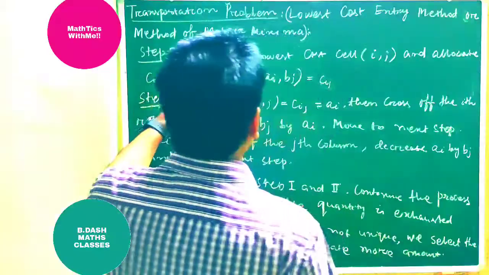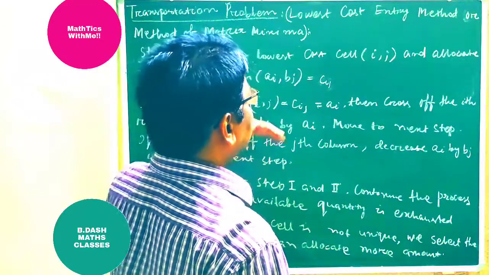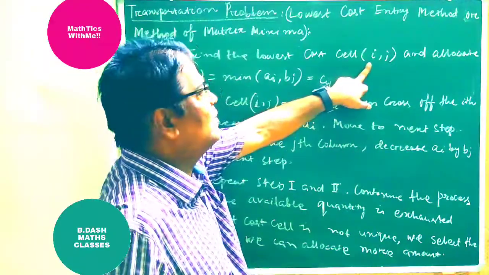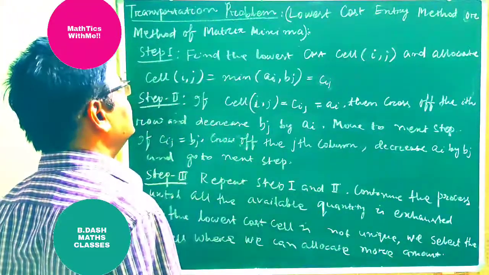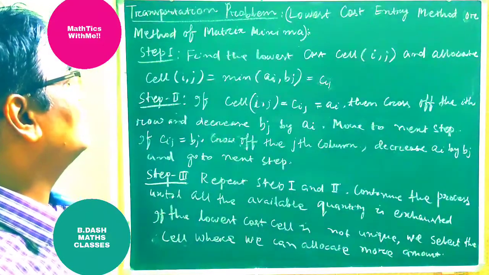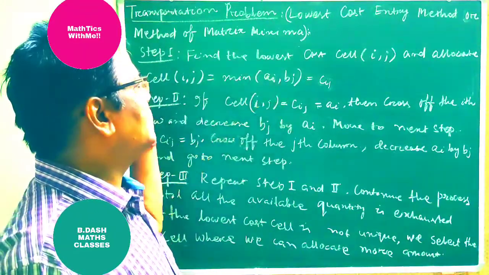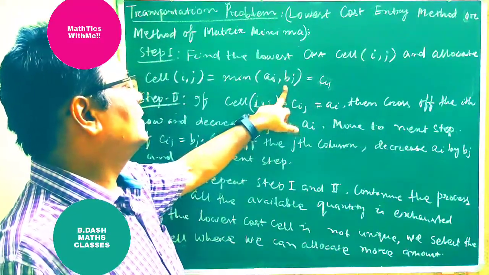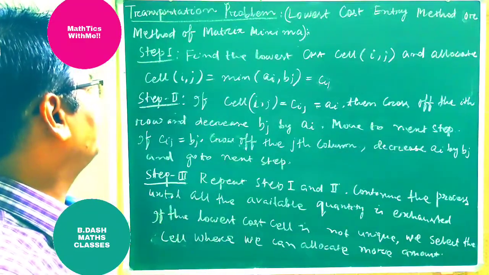First step, find the lowest cost cell, that is Cij. Suppose i stands for row, j stands for column, and allocate to the cell Cij the minimum amount available, Ai or Bj. That means the amount available in that row and that column.